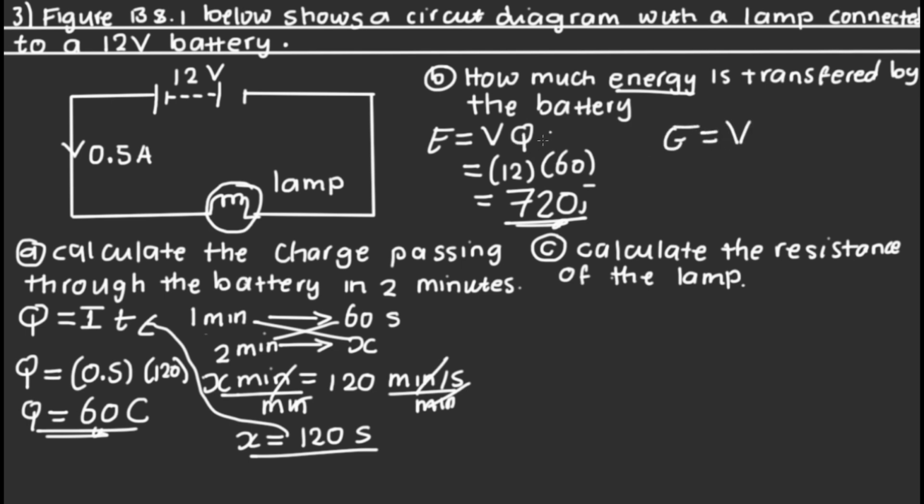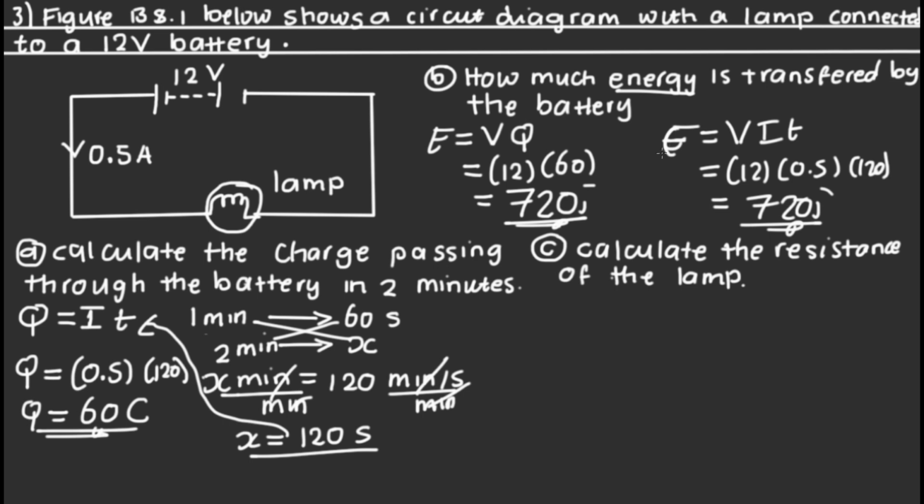Or if we want, we can also say energy is equal to voltage times charge, and charge is equal to IT. So where there is charge, we can put IT. So this is also the formula for energy. Voltage is 12, current is 0.5, time is 120. So if we punch 12 times 120 times 0.5, I'm getting 720 joules. So this is it. See, we are getting the same final answer. So it depends on what you are given.